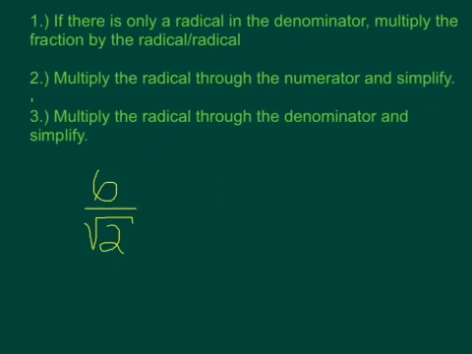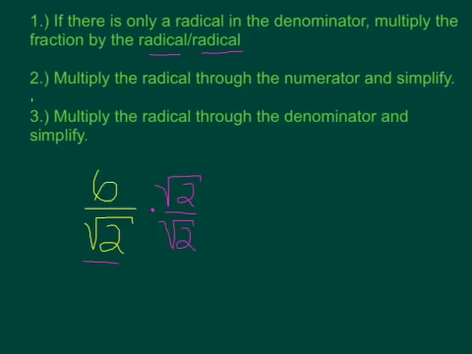So here are our steps. First step here, this is in the case that we only have a radical in the denominator. So if we only have a radical in the denominator, we'll multiply the fraction, this fraction right here, 6 over the square root of 2, by the radical over the radical. And what I mean by that is square root of 2. We can multiply any number by 1 to get the same number. In this case, we're going to take the square root of 2 over the square root of 2, and that equals 1. Remember, any number divided by itself equals 1, even a radical.